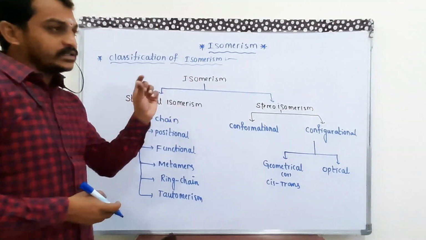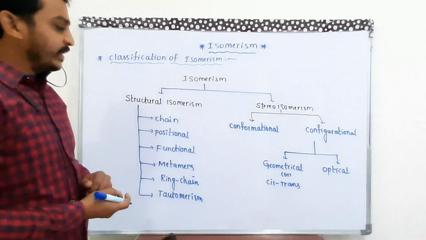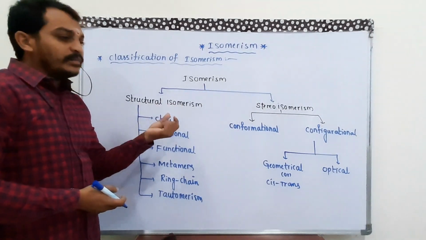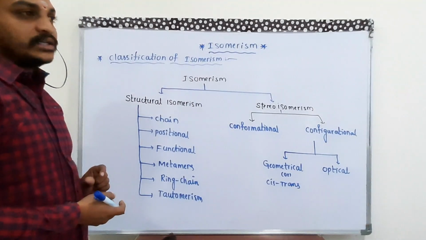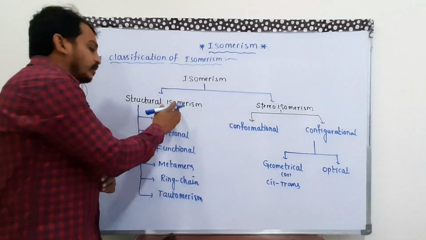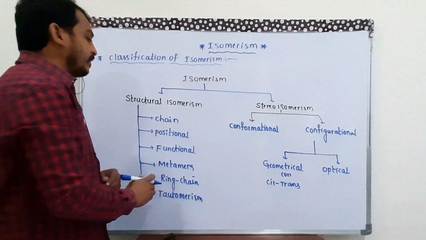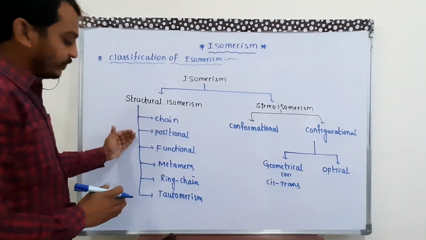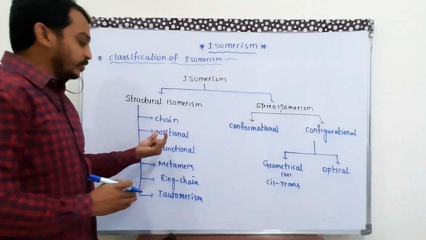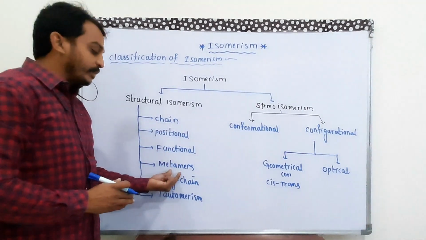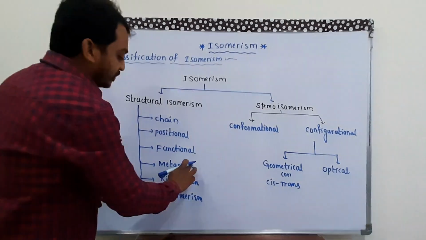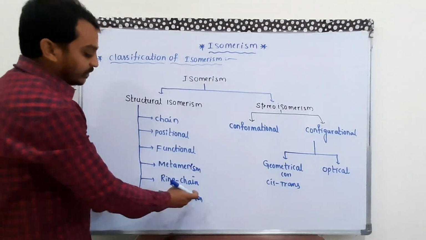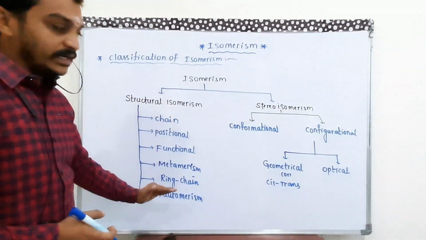Based on that, structural isomerism is based on the connectivity of the atoms or the groups. The compounds have the same molecular formula but differ by the connectivity of the atoms. The physical and chemical properties also differ. Based on that, these are classified into 6 categories: chain isomerism, positional isomerism, functional isomerism, metamerism, ring chain isomerism and tautomerism. So these are the 6 classifications.